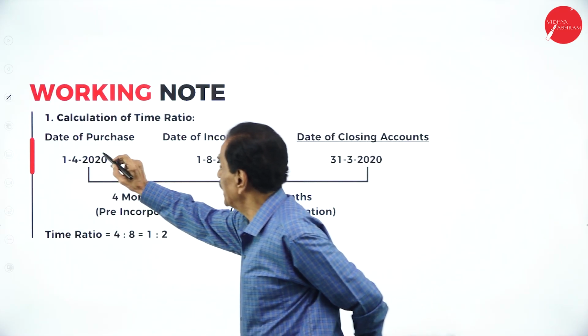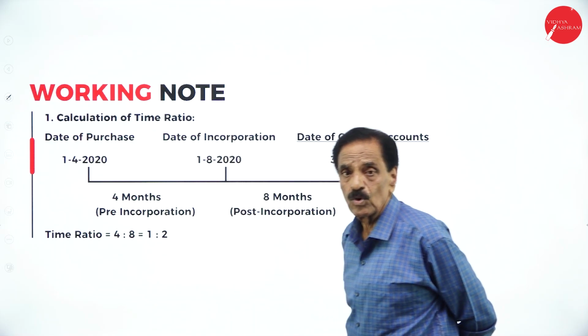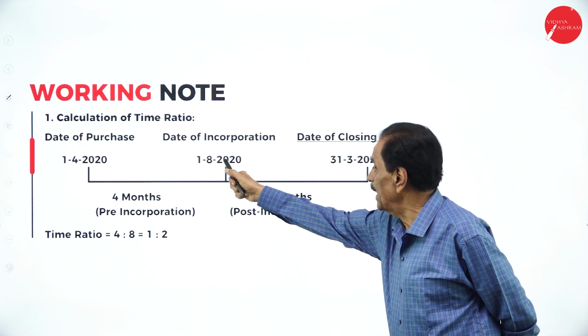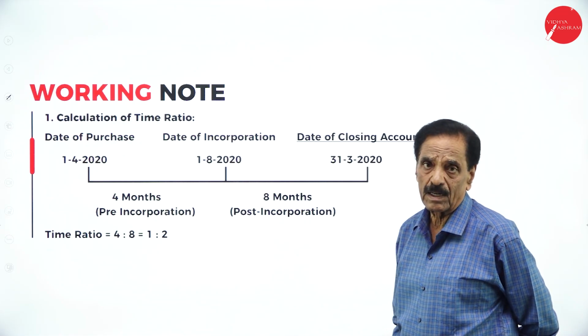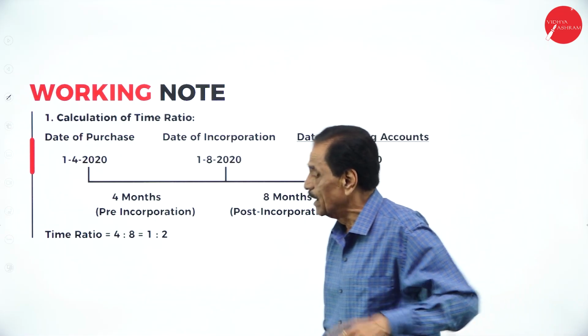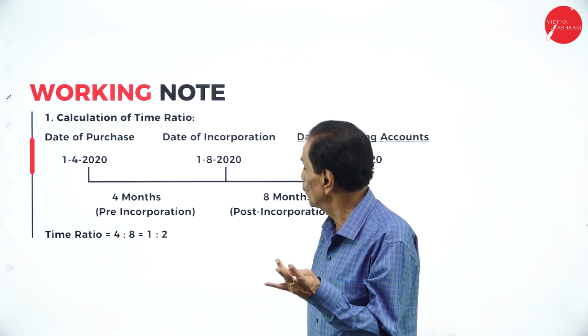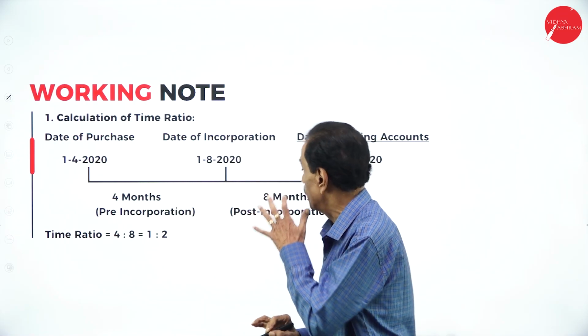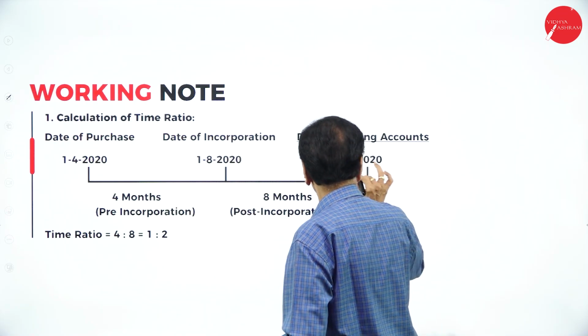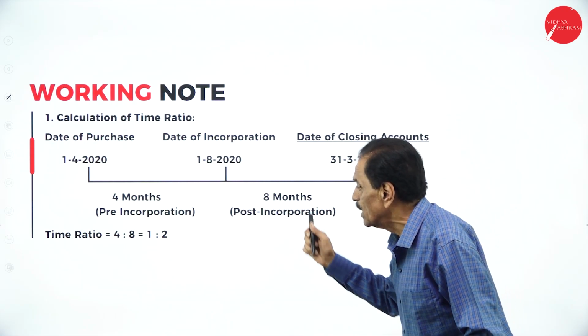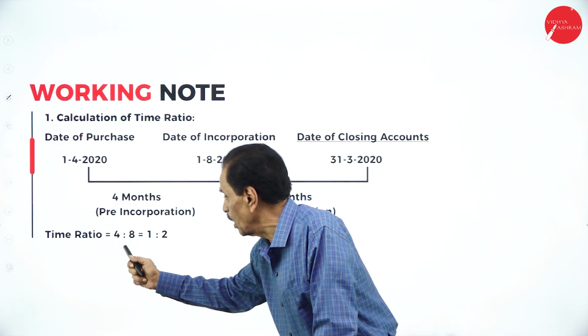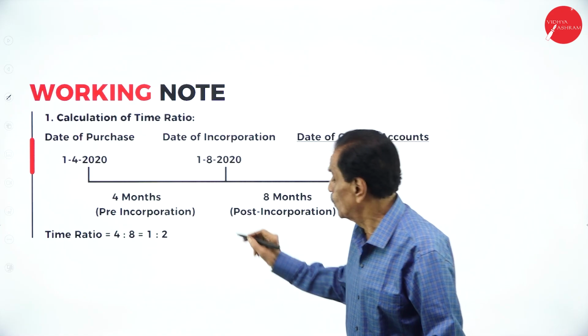Calculation. Your date of purchase is 1/4/2020, but the date of incorporation is 1st August, 1/8/2020. April, May, June, July. How many months? 4 months. From 1/8/2020 to 31st March, how many months? 8 months. They are in the ratio of 4:8, that is 1:2.